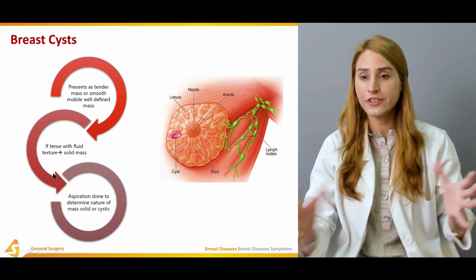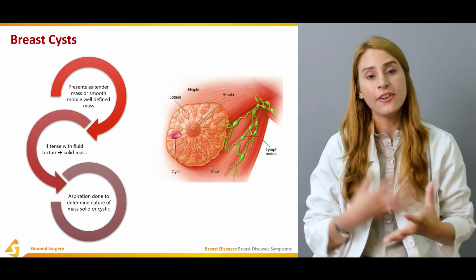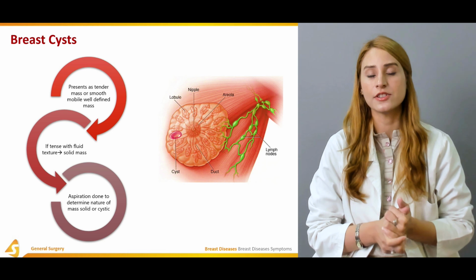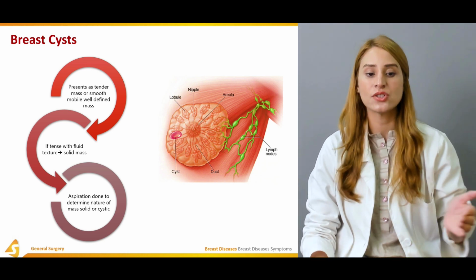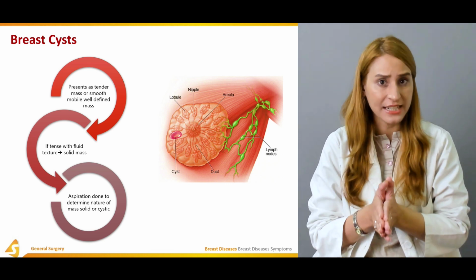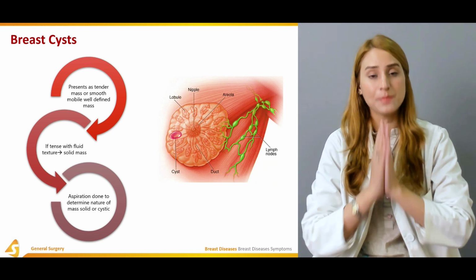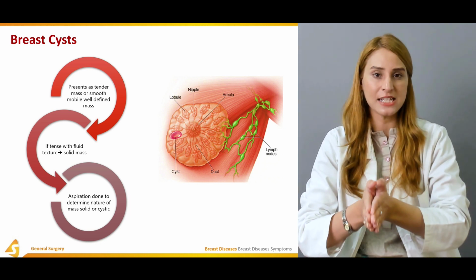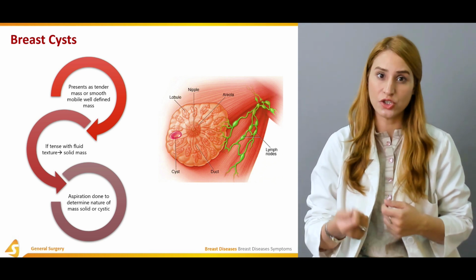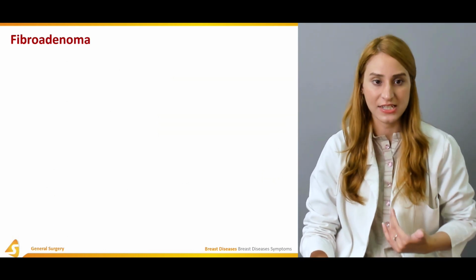And if it is tense with fluid, and the consistency of the cyst is fluid, it can present as a solid mass. What you have to do is perform aspiration to determine the nature of the mass, solid or cystic. Sometimes they resolve spontaneously because they're also produced during hormonal influences, and sometimes you have to perform aspiration. If the cyst is cystic in nature, it will go away with aspiration. If it is solid, it may persist, and you need to perform further investigations.